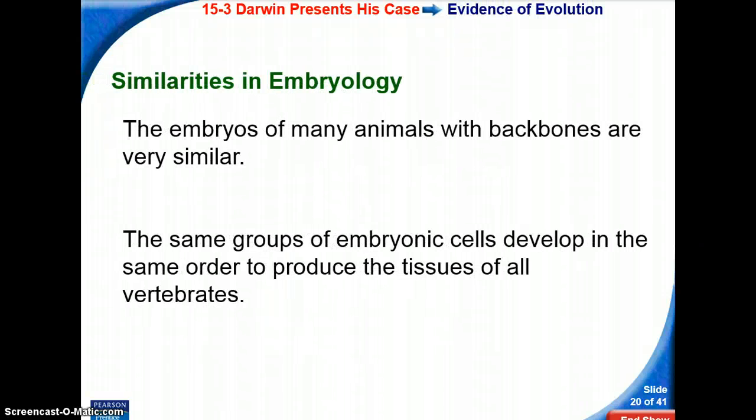And then the last thing we talked about was similarities in embryology. This means that the embryos of many animals with backbones are very similar. The same groups of embryonic cells develop in the same order to produce tissues of all vertebrates. So when an organism is developing in the womb, while the mother is still pregnant, they develop in the same order and look very similar at certain points. So that's what similarities in embryology mean.